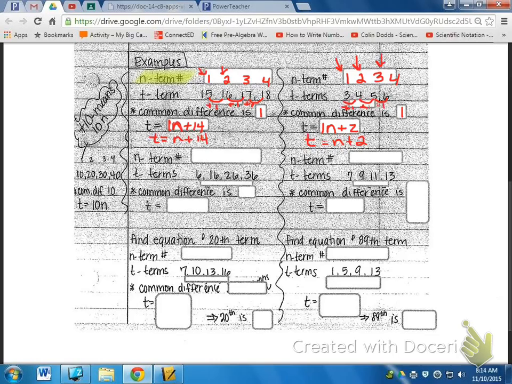Okay, let's do one that's a little more exciting than the ones before. Let's go to this one down here. My list is 6, 16, 26, and 36. Let's number the terms: 1, 2, 3, 4.